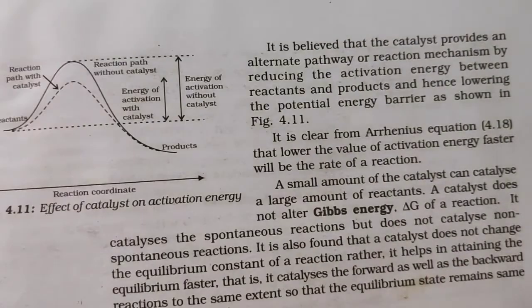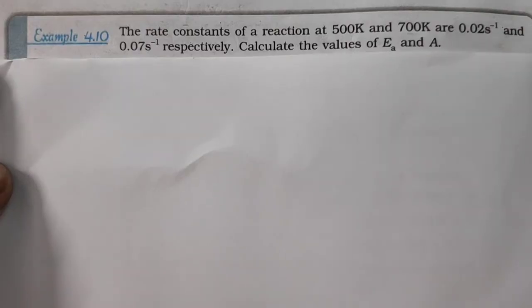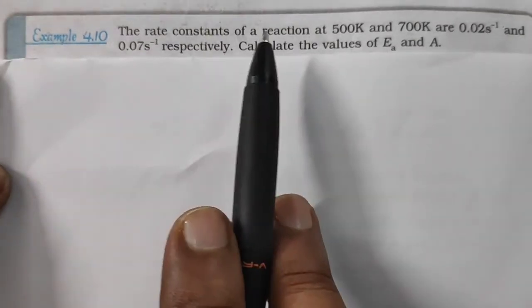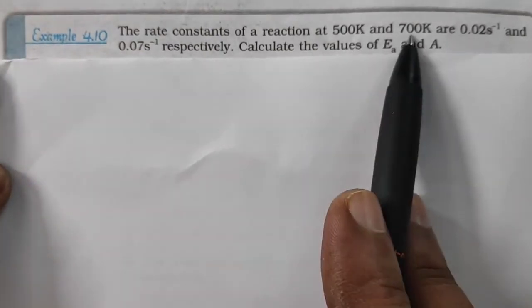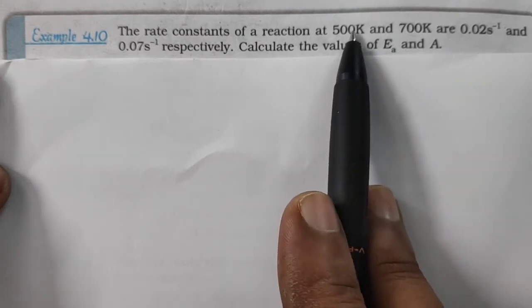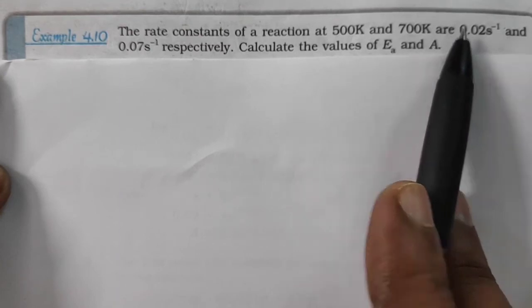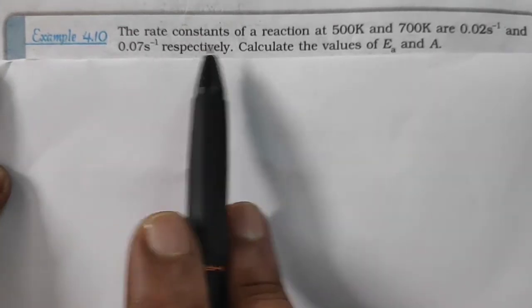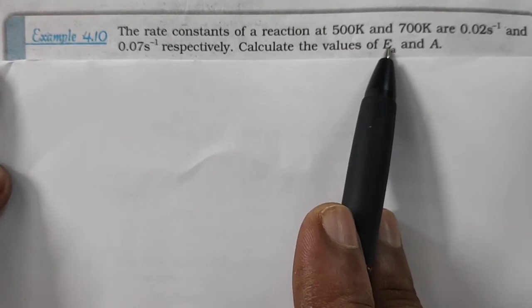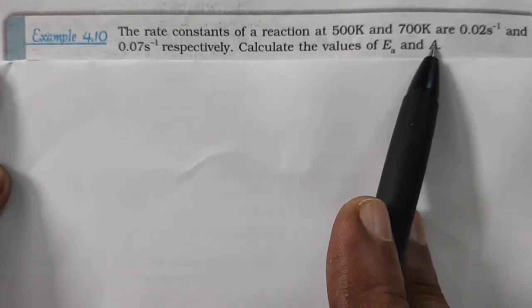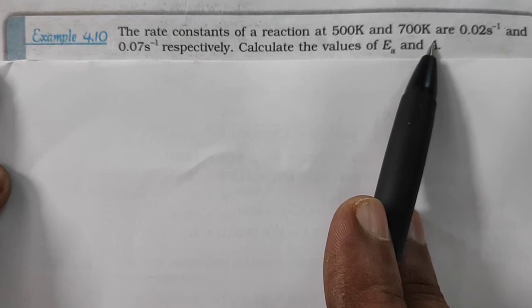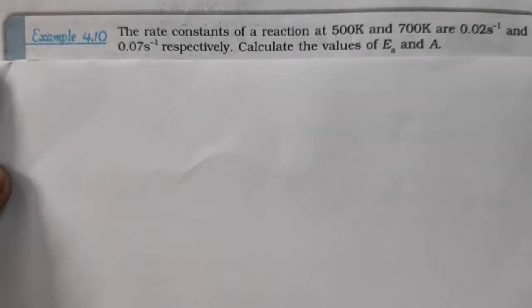Now the question that was given is: the rate constant K at 500 and 700 Kelvin, meaning this is temperature T1 and this is temperature T2. The K values given are K1 and K2 respectively. Calculate the value of EA, that is the activation energy, and A, that is the Arrhenius factor, that we need to calculate. This numerical is based on the Arrhenius equation, which we have seen for the temperature dependence of rate of reaction.